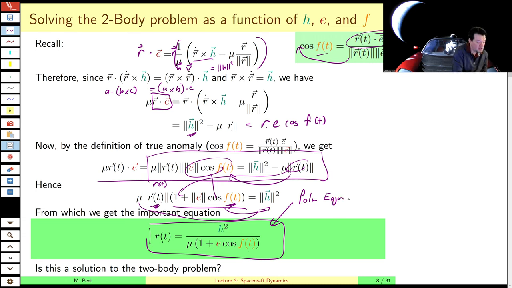So what this allows us to do is have an expression for r, radius, as a function of angle theta in polar coordinates, right? So as angle sweeps out, the radius changes according to 1 plus e cosine f. And we can make this a little bit simpler. Actually, we'll do that on the next slide by making this h squared over mu a parameter, and it's just p over 1 plus e cosine f of t.